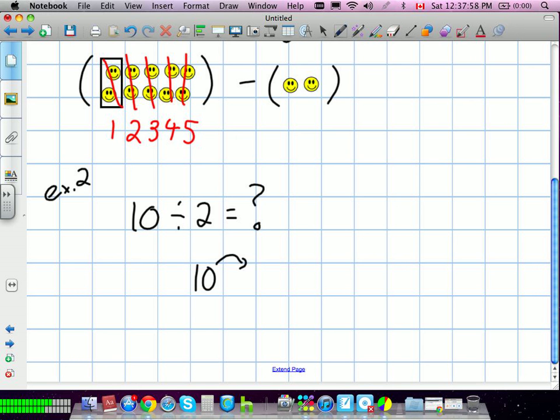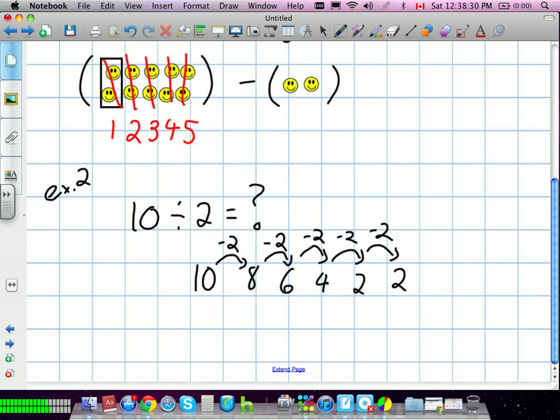When I take 10, subtract by 2, what do I get? 8. That's right. So I've done it once. But now I'm going to repeat that process. I subtract 8 by 2. What do I get? 6. Good. And then when I subtract 6 by 2? 4. When I subtract 4 by 2? 2. And then when we subtract 2 by 2? 0. Now, do I keep going? No. We're at 0.